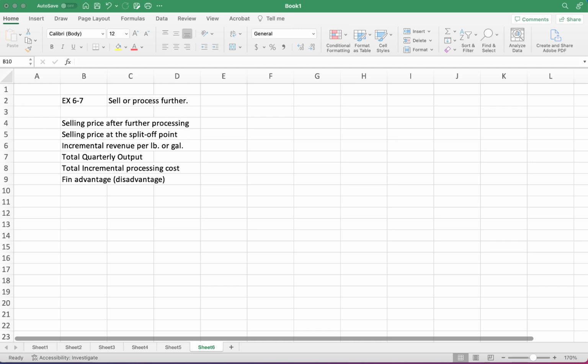So let me give you an example. Think about crude oil, right? Well, we get a lot of products out of crude oil, right? We can refine crude oil to get gasoline, right? Well, basically petroleum, right? So what we're saying here is we're looking at something and we're saying, okay, should we sell it now or should we process it further?